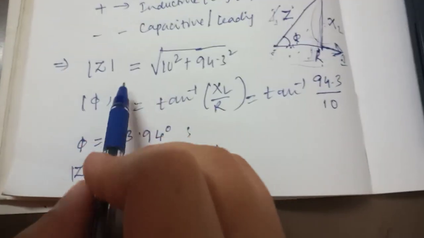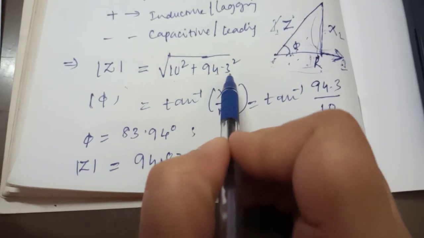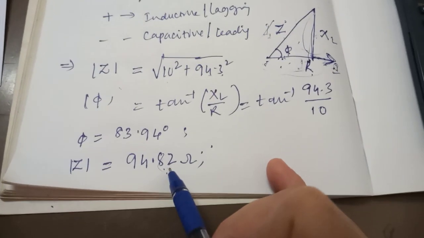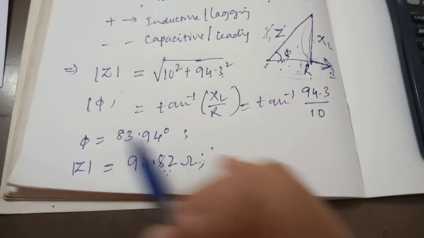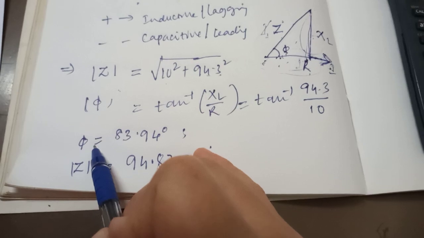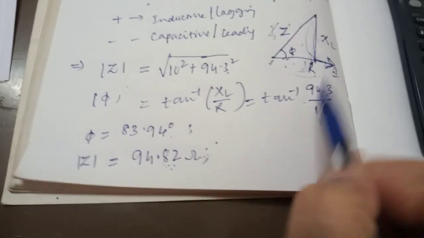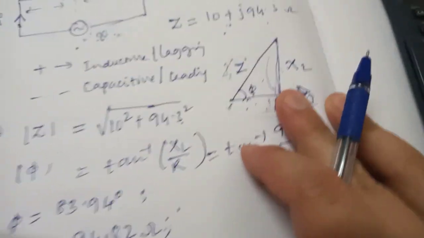So what is the value of Z? Square root of 10 squared plus 94.3 squared is 94.82 ohms. What is the unit of impedance? 94.82 ohms. What is the angle phi? The impedance angle is 83.94, tan inverse of 94.3 divided by 10.